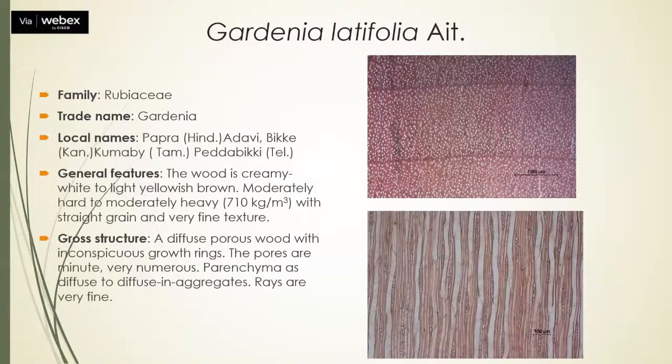One more adulterant is this Gardenia latifolia from the family Rubiaceae. The hardwood is creamy white to light yellowish brown. This is also moderately heavy. Then diffuse porous wood with inconspicuous growth rings. Pores are minute, very numerous. Parenchyma is diffuse to diffuse in aggregate. Rays are very fine.